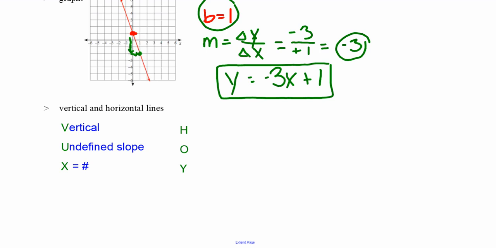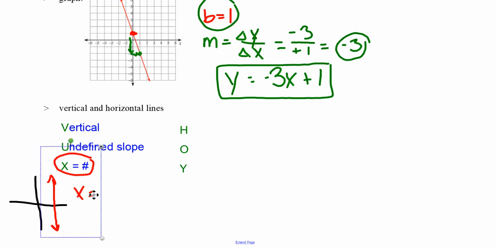So if I, for example, saw a vertical line and I wanted to write the equation of that line, because it's vertical, I know that the equation looks like x equals some number, and then all I have to do is count how many boxes over it is. So let's say this were x equals positive 3. That would be the equation of that line.